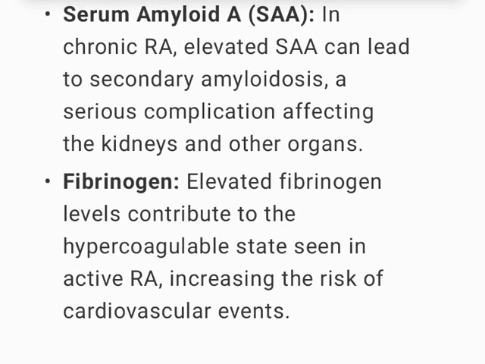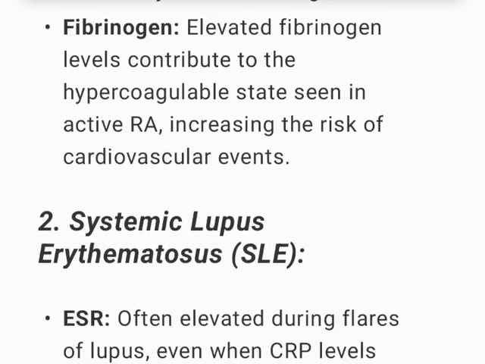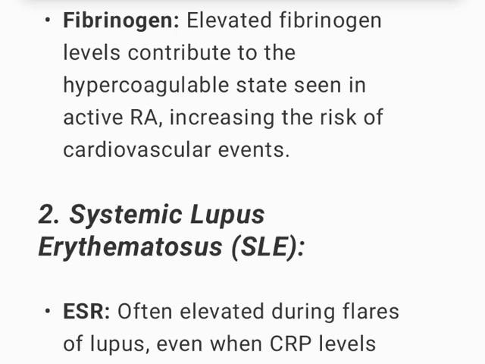Serum amyloid A, SAA. In chronic RA, elevated SAA can lead to secondary amyloidosis, a serious complication affecting the kidneys and other organs. Fibrinogen. Elevated fibrinogen levels contribute to the hypercoagulable state seen in active RA, increasing the risk of cardiovascular events.